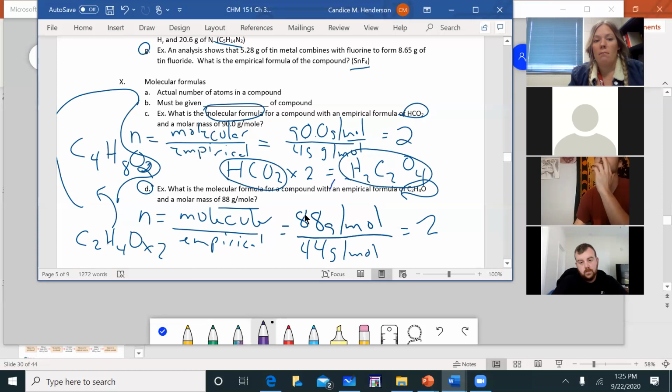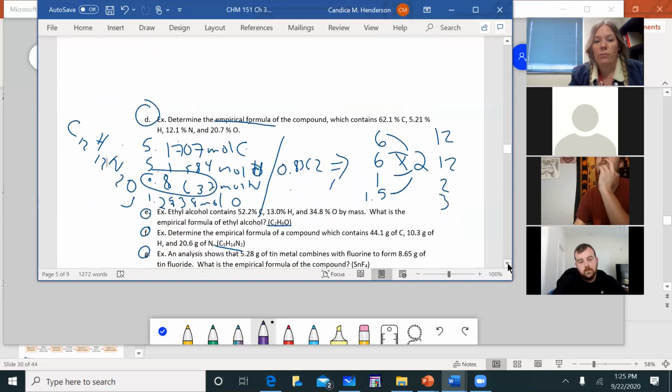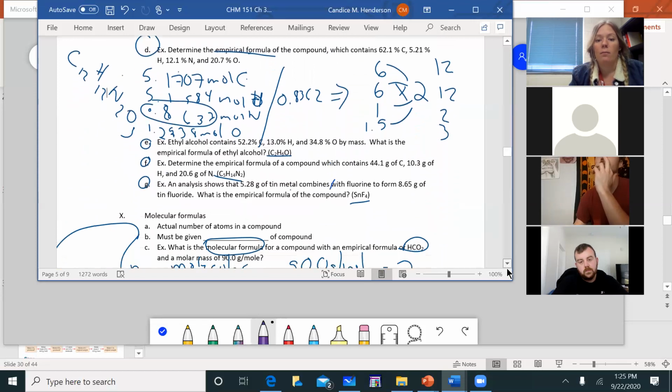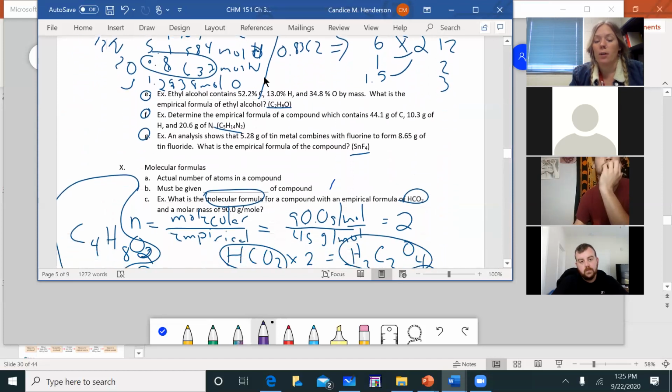Any questions on molecular formula? I think this is a little bit easier than these. It's at least less steps. Okay, but you don't want to be using this when you're solving for molecular and vice versa. You don't want to be using molecular stuff when you're solving for empirical.